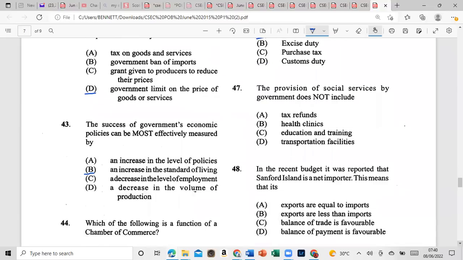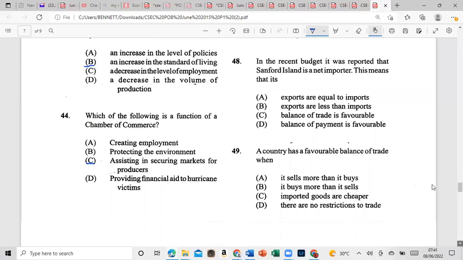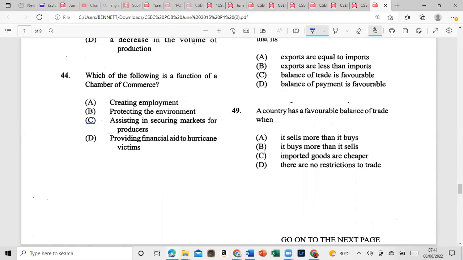All right, 47. The provision of social services by the government does not include A, tax refunds. B, health clinics. C, education and training. D, transportation facilities. And that would be tax refunds. Let's move on. All the best in your exam. Guys, ensure that you read the questions carefully.